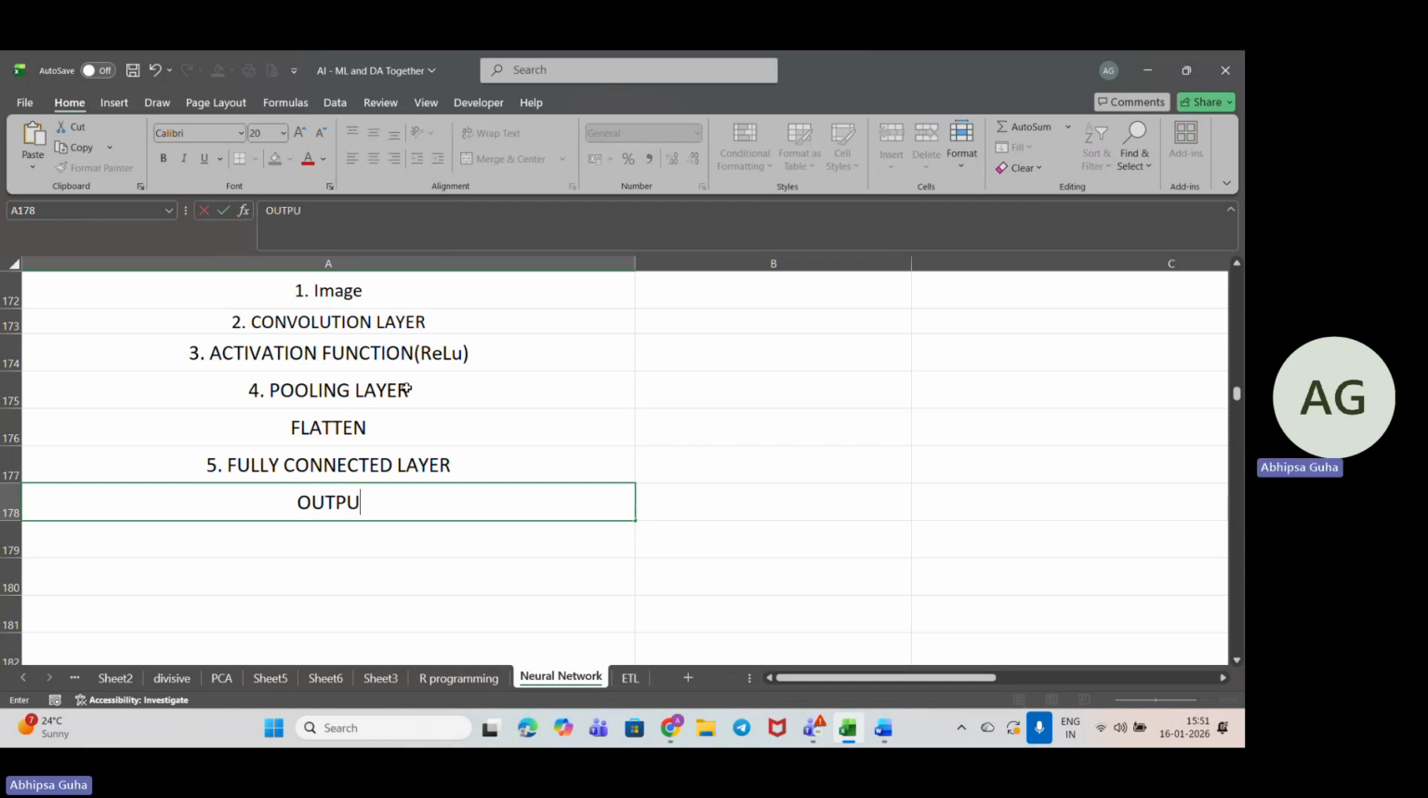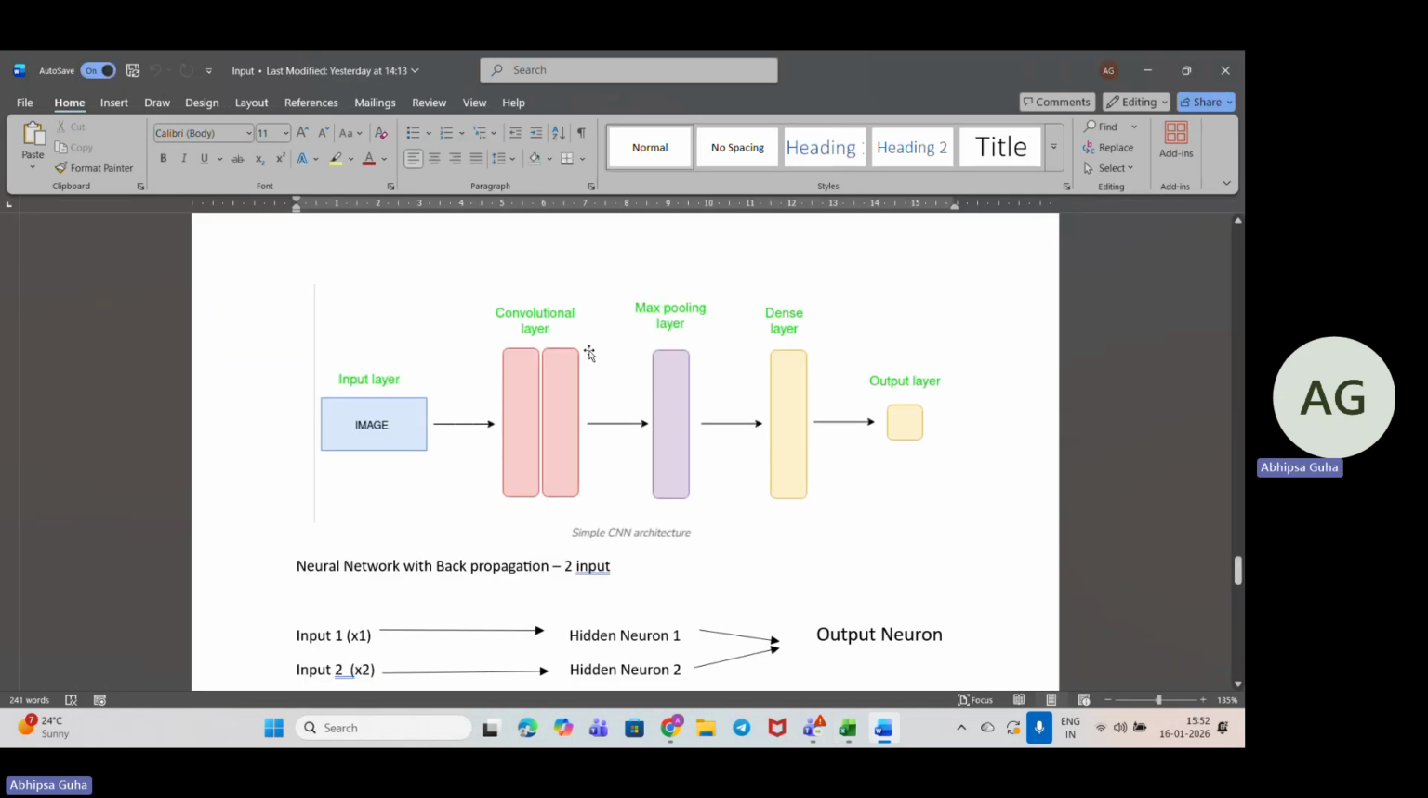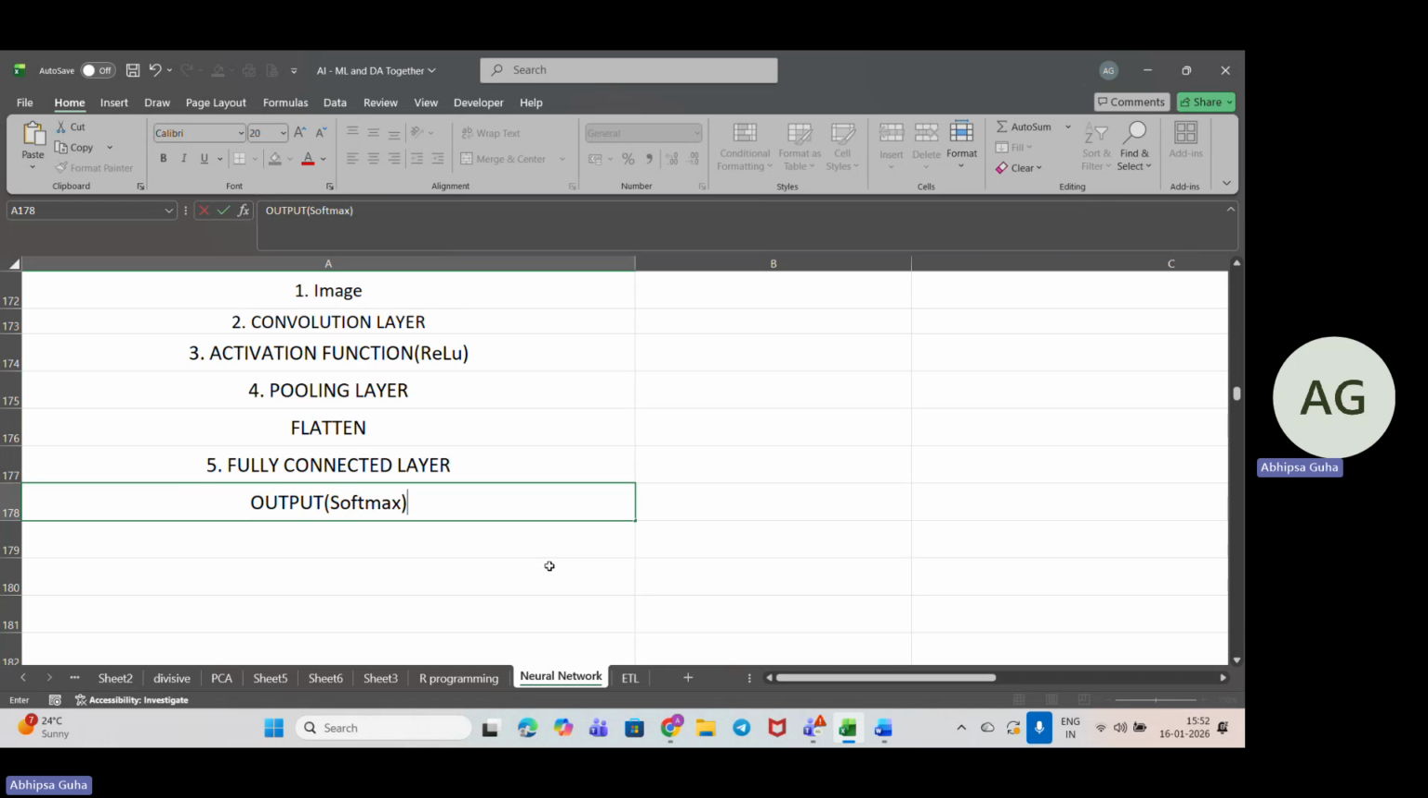And finally, we have the output where we are using softmax. Okay. So we will be now seeing each of them in detail. Like here, if you can see, there is the input, then we have the convolutional layer or convolution layer, whatever you call it. Then we have this max pooling layer and this dense layer. This dense layer is also called the fully connected layer. Okay, so this is what it is. Now we will be seeing each of them, like what steps it takes, in detail.